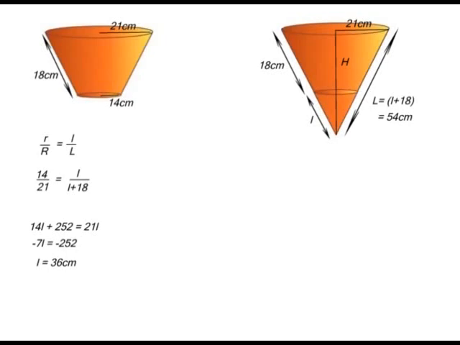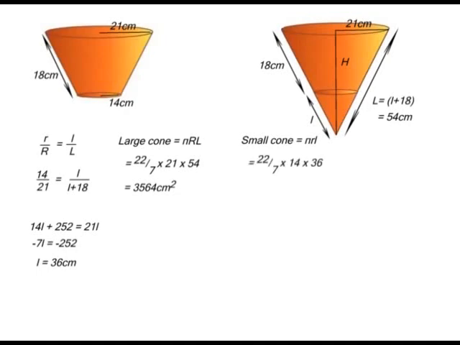The curved surface area of the larger cone is given by pi R L capitals. 22 over 7 times 21 times 54 will give us 3,564 square centimeters. Curved surface area of the smaller cone is pi r l. 22 over 7 times 14 times 36 will give us 1,584 square centimeters. Now the curved surface area of the frustum is the difference between the two. 3,564 minus 1,584 will give us 1,980 square centimeters.